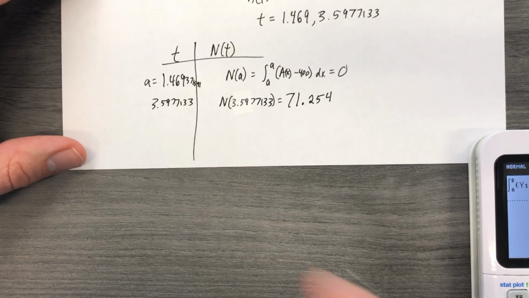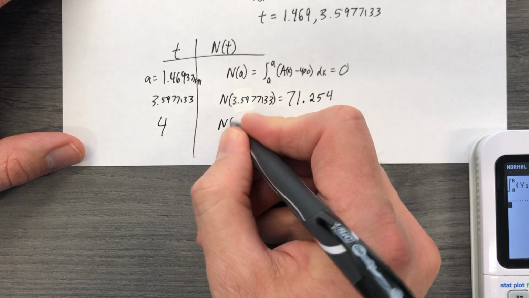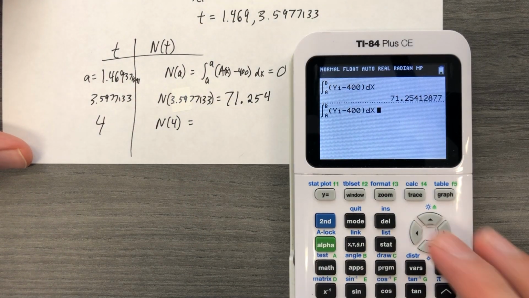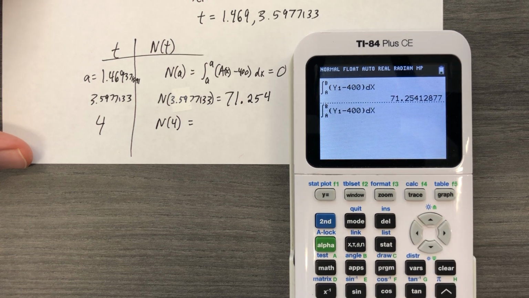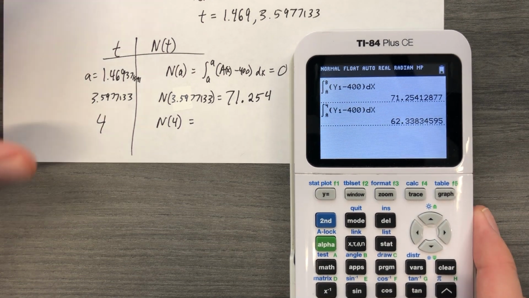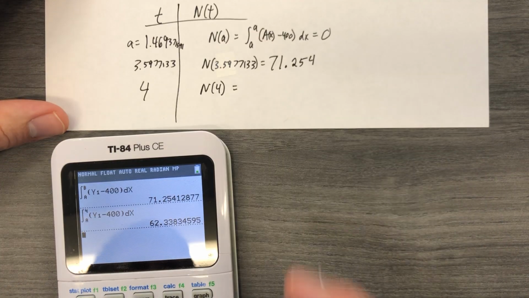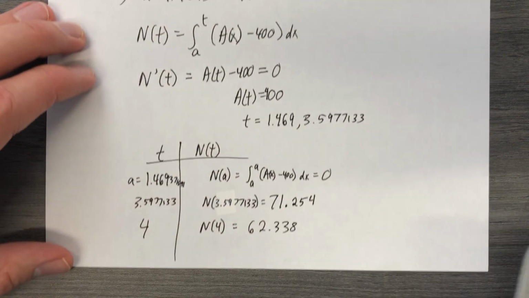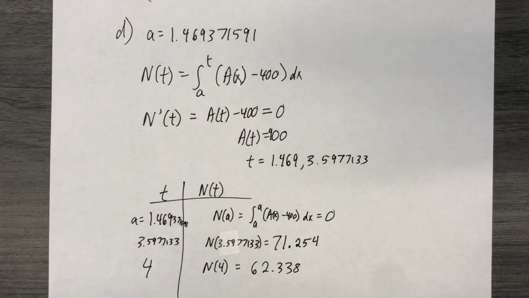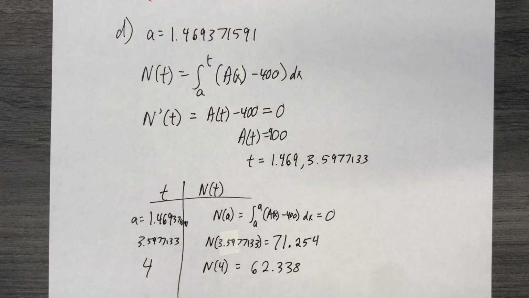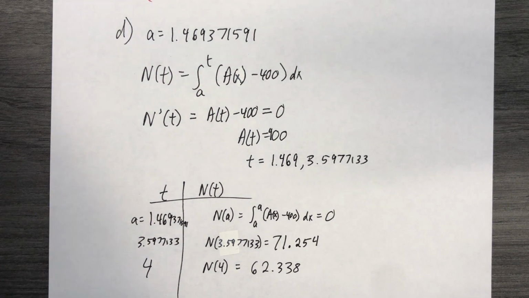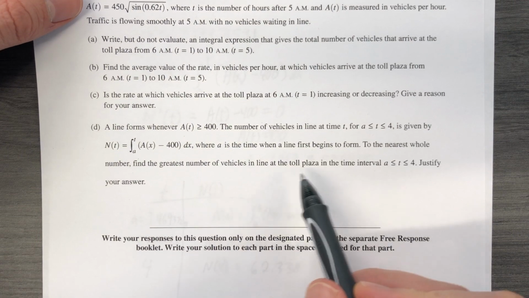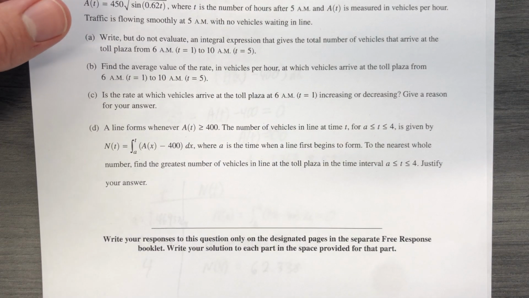And then we also need to check the endpoint of the interval. So that's going to be n of 4, which is going to be exactly what we just did. Let's pull that last thing up, second and enter. Pulls that last one up. We're going to change this to a 4, and that's going to be lower. And we need the greatest number of vehicles. So 62.338 vehicles. They did not tell us to round to the nearest vehicle. It might be logical, but let's not. Oh, they did, the nearest whole number. I'm reading the problem again. To the nearest whole number, find the greatest number of vehicles in line at the toll plaza. Justify your answer.